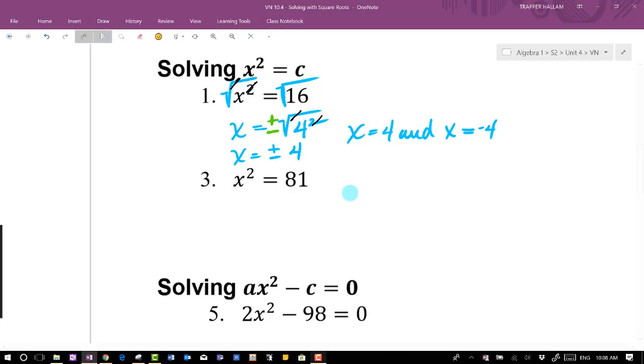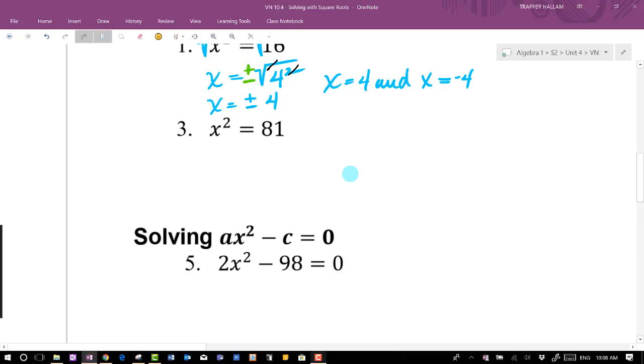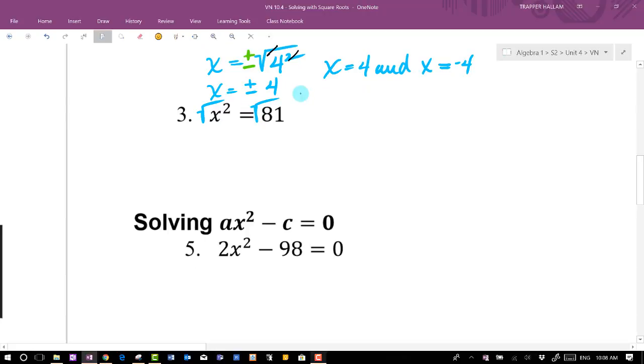Okay, let's do that again. Let's take a look at this one. We've got x squared equals 81. Again, to solve this, to get down to x and find our x-intercepts, we're going to go ahead and take the square roots of both sides.